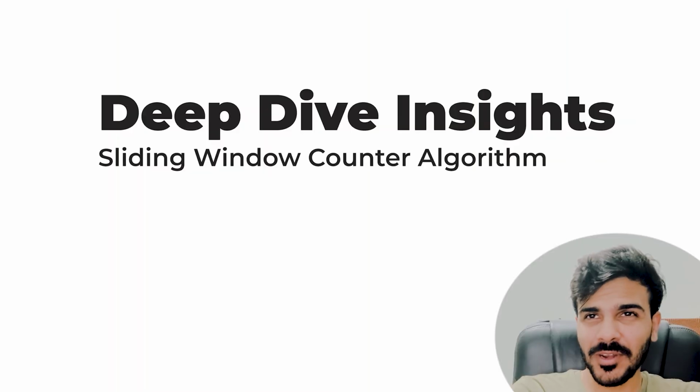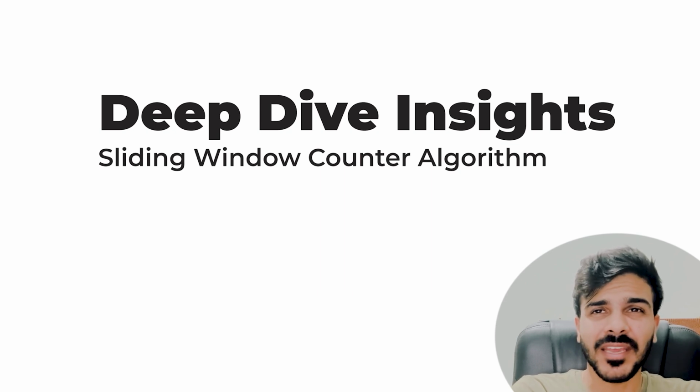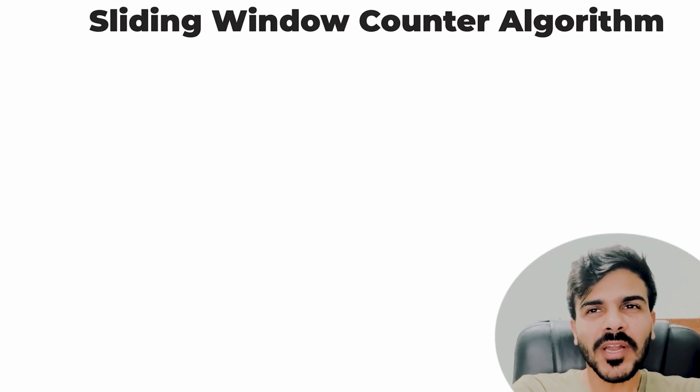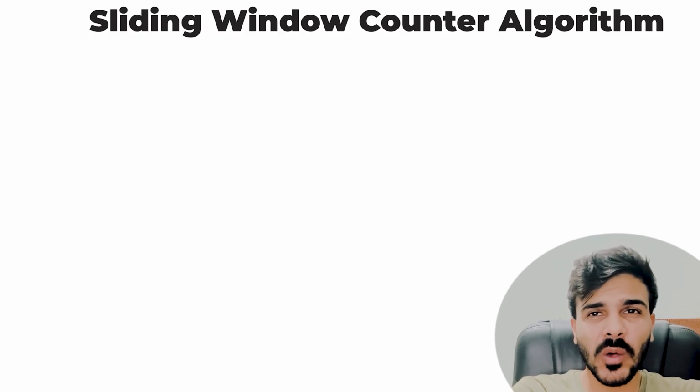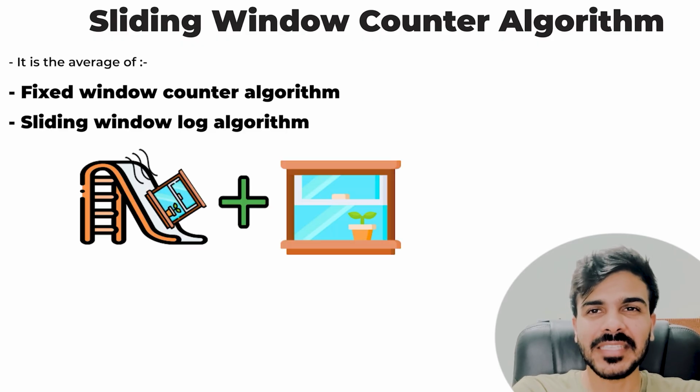Now, just a disclaimer alert. We might get a little mathematical here, but with an example, it should be very easy to understand. Else, I will recommend you to pause and replay the videos at critical pieces to get the best feel out of it. On a super high level, if I have to summarize the sliding window counter algorithm in one line, I would say it is the average of fixed window counter algorithm and the sliding window log algorithm. Taking the best of both the worlds.